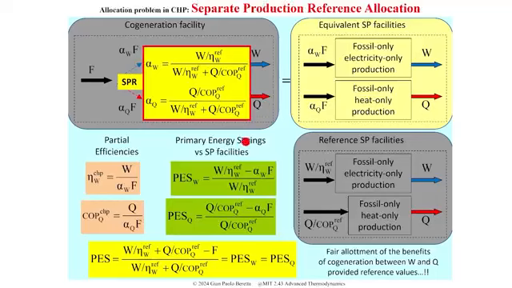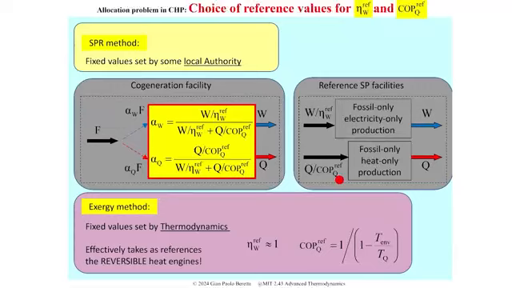Okay. The good thing about these allocation factors is that it distributes equally the primary energy savings to the heat and the work, so that the partial primary energy savings for work is equal to the partial energy savings for heat, and it's equal to the overall partial energy savings. The question is, what reference values should the authority select?